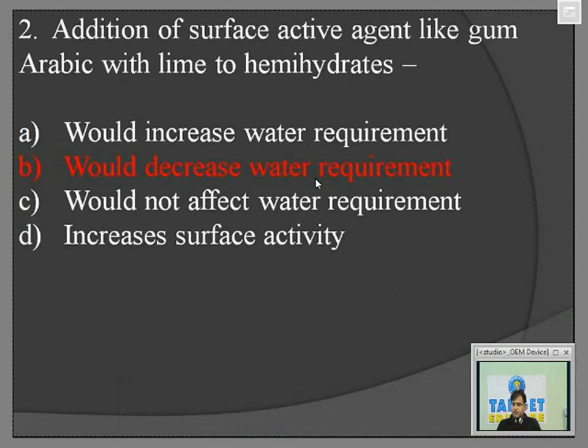Then the second question is, addition of surface active agent like gum arabic with lime to hemihydrates would decrease the water requirement. So if we add gum arabic or any organic substances to the calcium sulfate hemihydrate, it would decrease the water requirement.